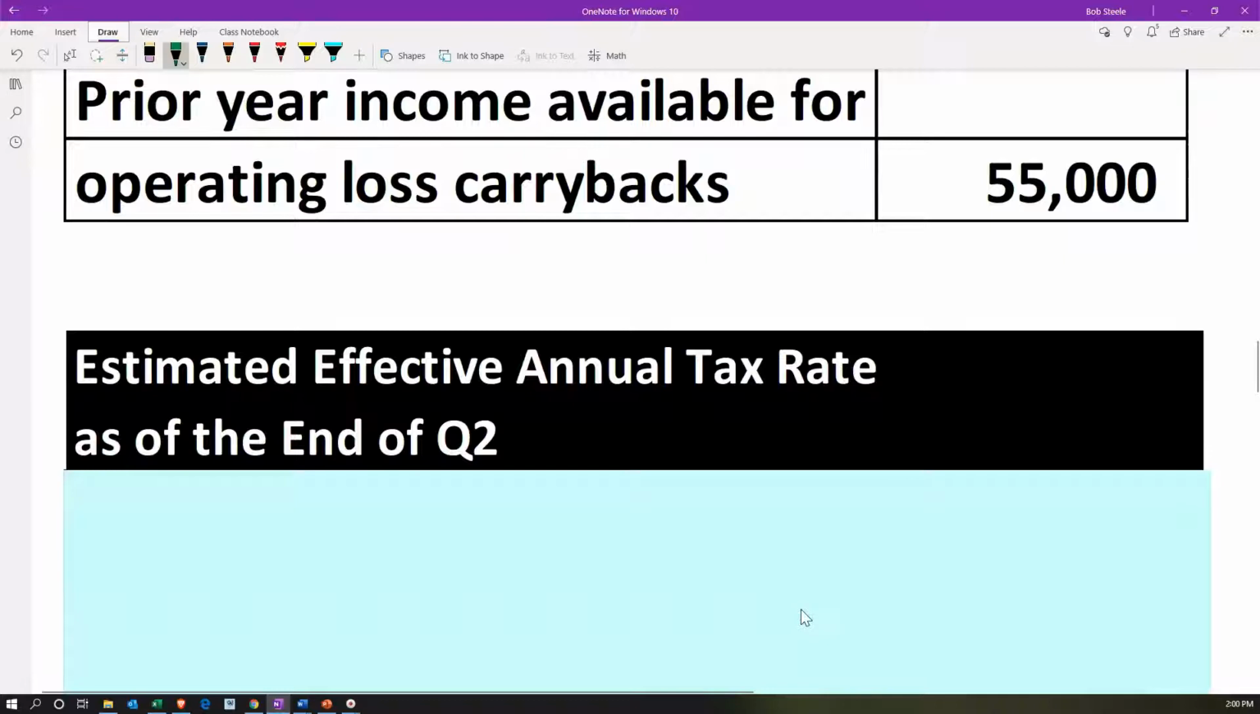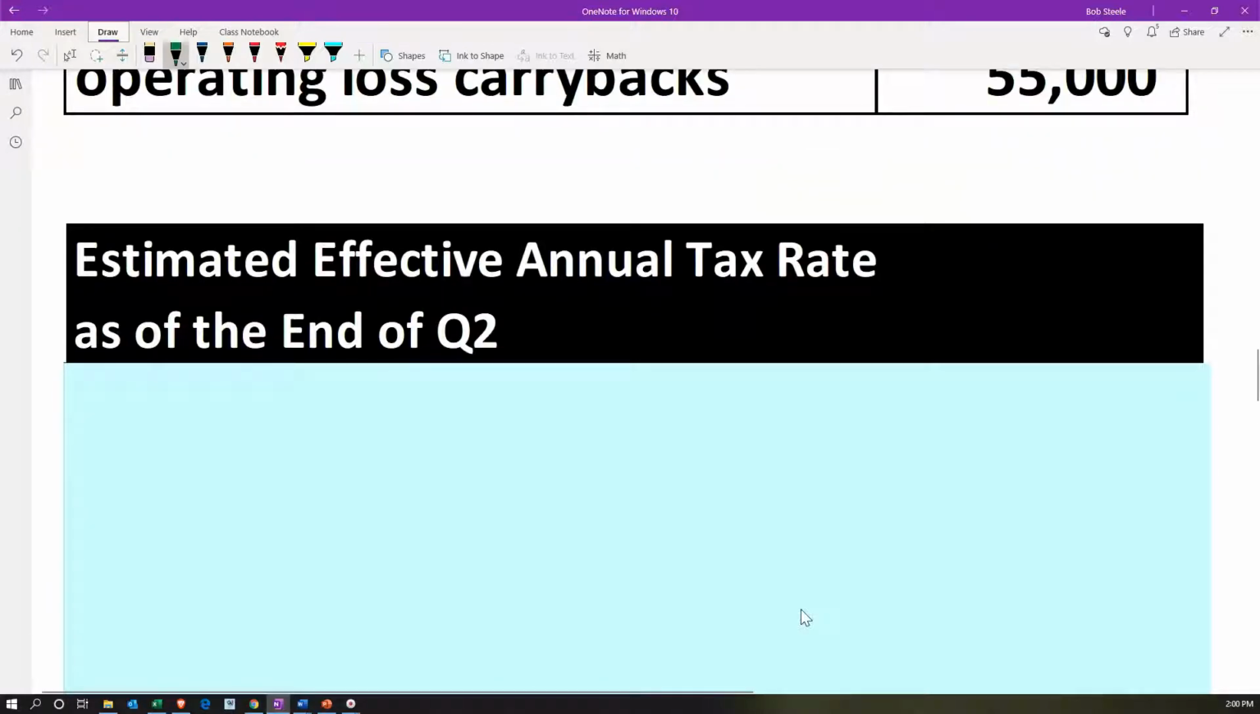All right. So we're going to start off with an estimated effective annual tax rate as of the end of Q2. So let's read that one more time. It's an estimated effective annual tax rate. So we're looking for some type of annual tax rate that takes into consideration all of the things that the normal tax rate doesn't take into consideration. Normal taxes are on taxable income, and don't include the credits in the tax rate and the differences between the book and the tax.